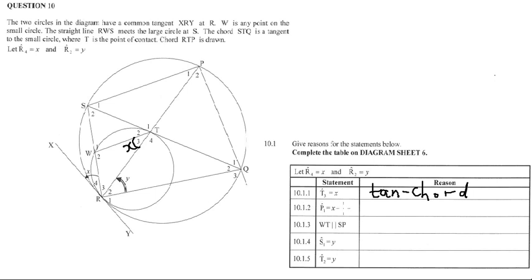Question 10.1.2, P1 is equal to x. That's going to be the exact same reason. Tan chord theorem again, but this time for the bigger circle, where the new chord is now SR. The common tangent is still XRT, so therefore R4 will be equal to P1, which is x. That's going to be the tan chord theorem again. So the reason will be the same as 10.1.1 above, tan chord.